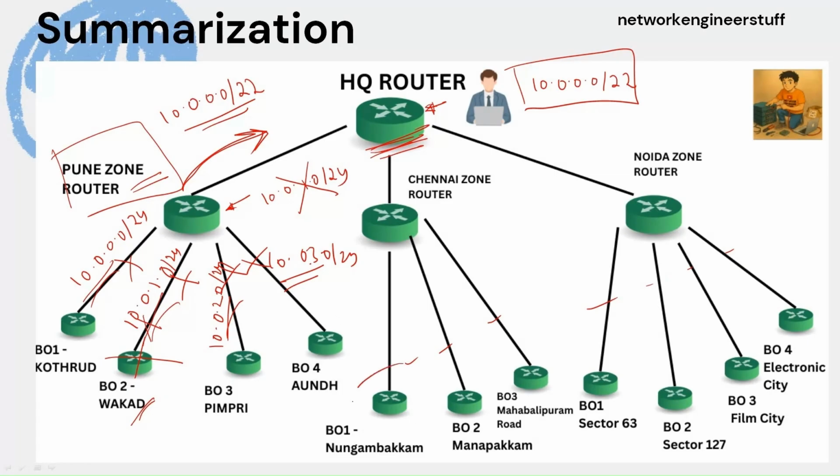Earlier, this Nungambakkam branch was getting an update that Wakad branch is down. There was no significance, right? So we have solved the problem by using summarization. Now, where have we summarized? We have summarized on the Pune zone router. Pune zone is summarizing the routes.